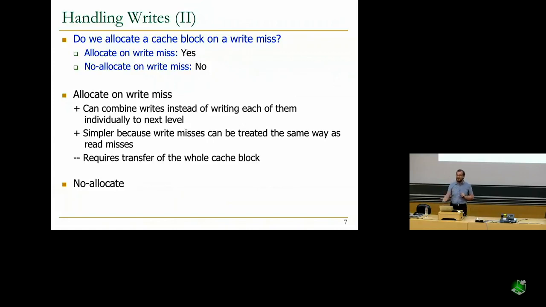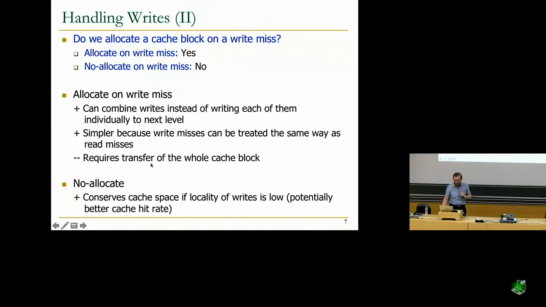Now, the downside of allocating on a write miss is it requires the transfer of the whole cache block. Now, think of some write that you're doing to memory that doesn't have very good locality. You just want to update this bit in this part of the array, and you're not going to modify anything else. And you're not going to touch that data for a really long time. Does it really make sense to bring the entire block into the cache? Why not just write that bit into the memory? So that's the idea over here. Basically, that's the downside. So, no allocate.